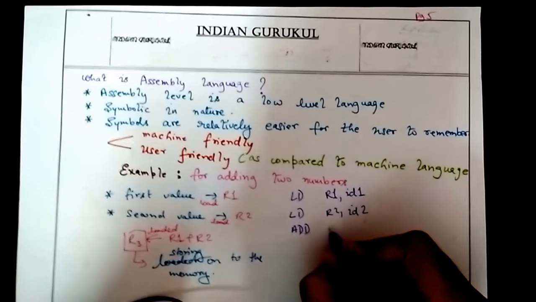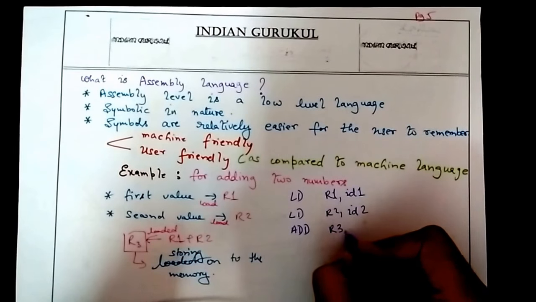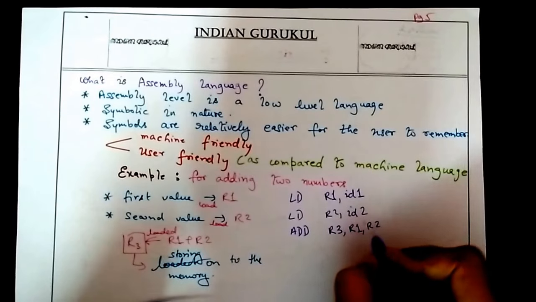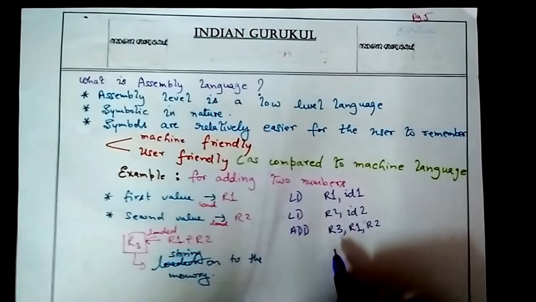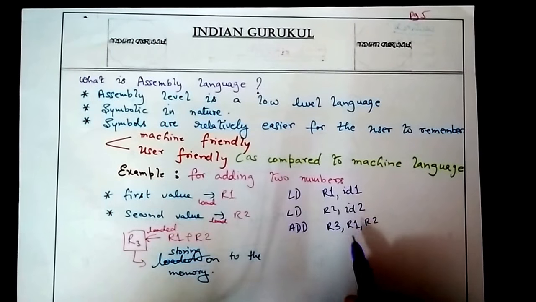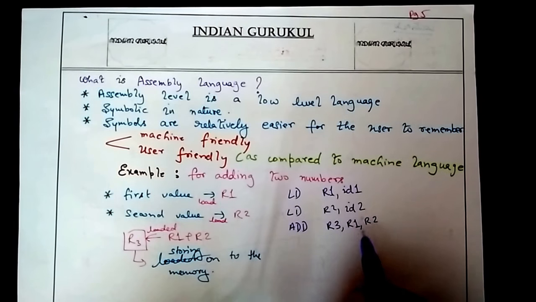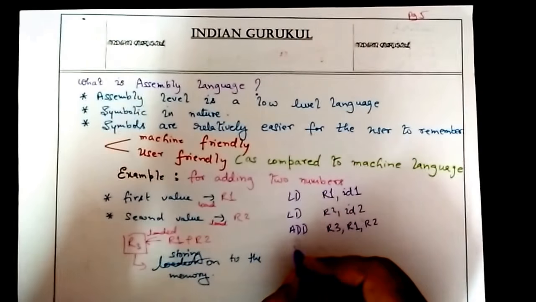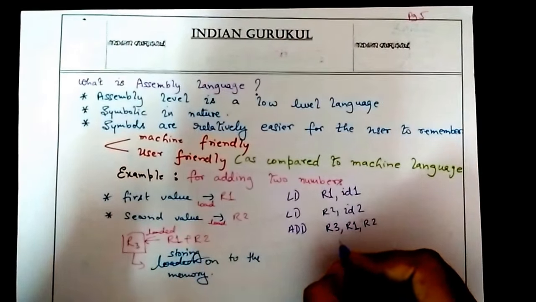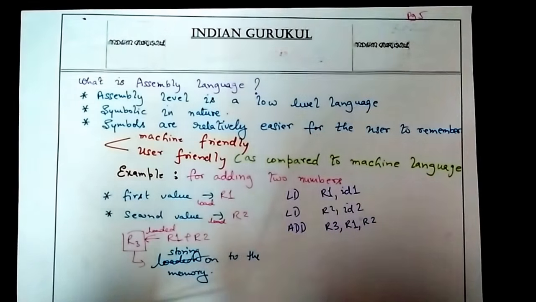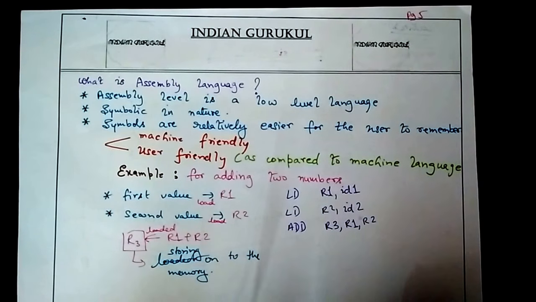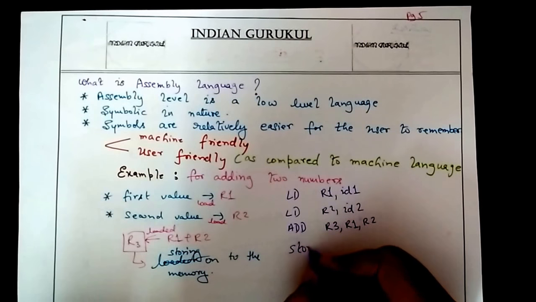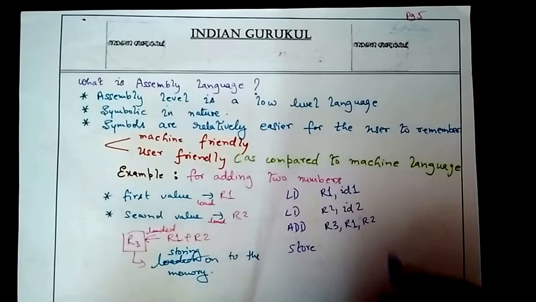Now there would be the add instruction. So add, now we can use R3, R1 and R2. This add instruction will add the two register values and store the result into the R3 register. Now we will store this value of R3 into some location in the memory also. There would be another instruction for the store. In this way we could add two numbers.